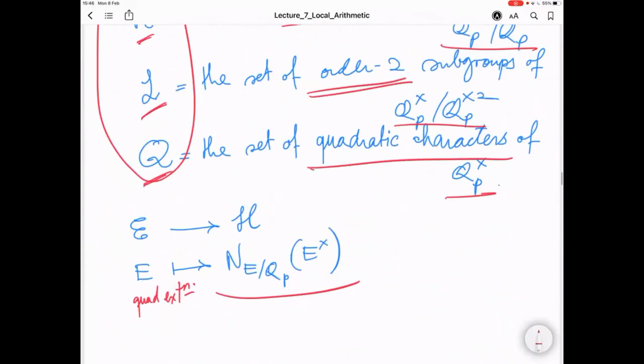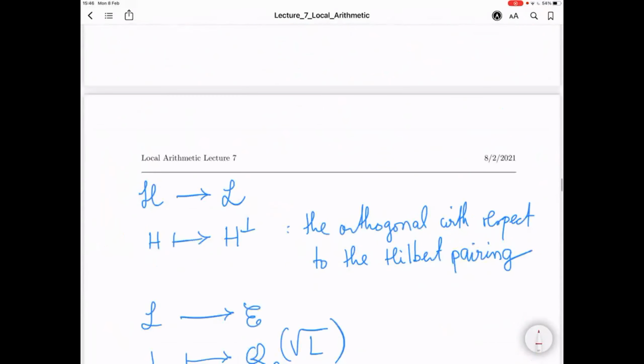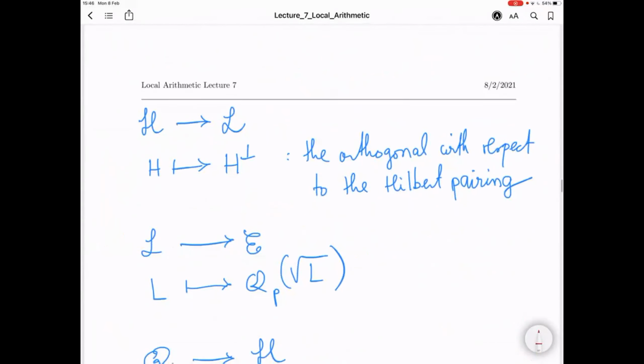That's a bijection. What is the bijection from the subgroups of index 2 to the subgroups of order 2? That's the orthogonal with respect to the Hilbert pairing. Okay.